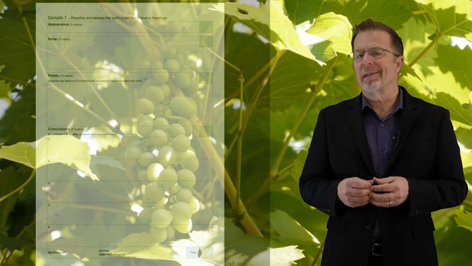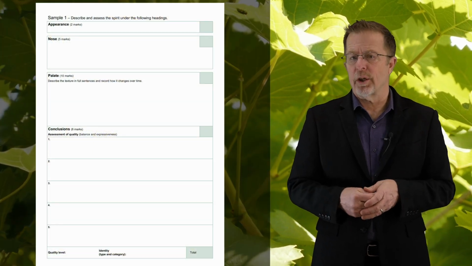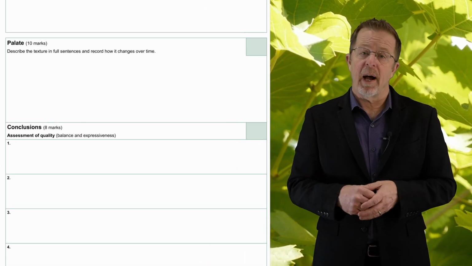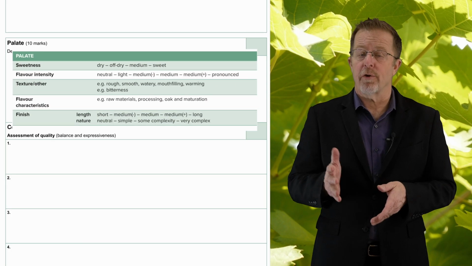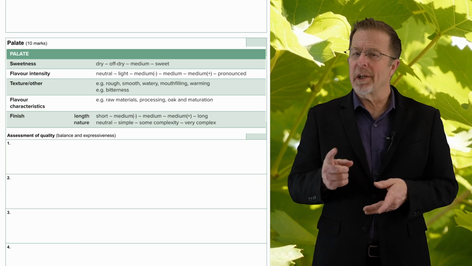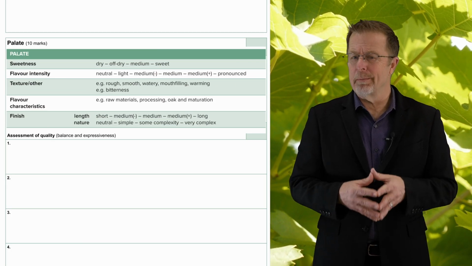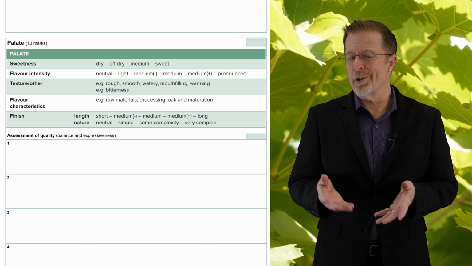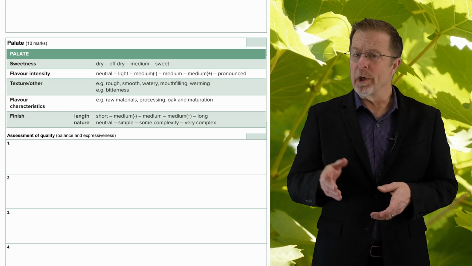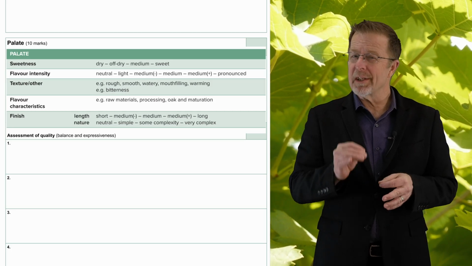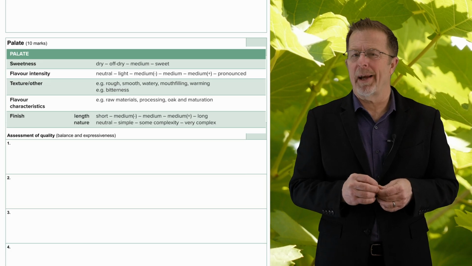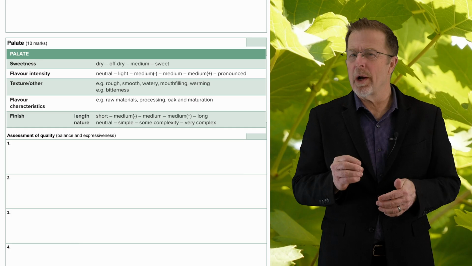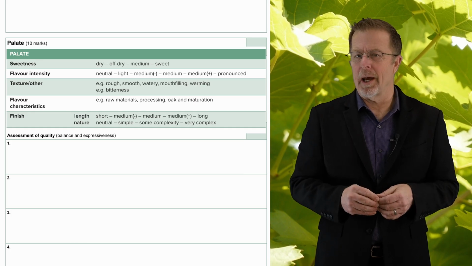Now, the palate is the most heavily weighted section, worth 10 marks. First, sweetness. This is again a hyphenated scale: dry, off-dry, medium, sweet. Note that dry means no perceptible sugar, and sweet is generally reserved for liqueurs, which you're not going to get in your exam. We use off-dry for spirits that have a small detectable amount of added sugar. This is like most cognacs, and some aged rums fall perfectly into this category.